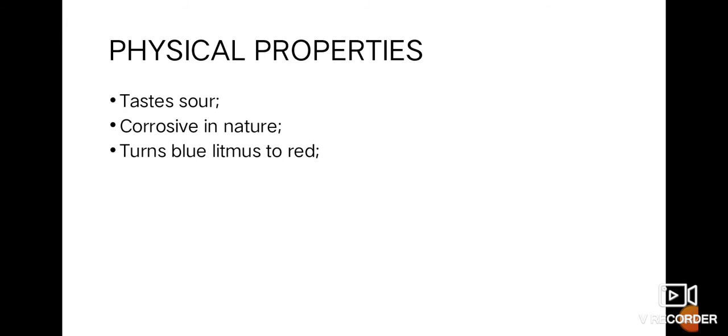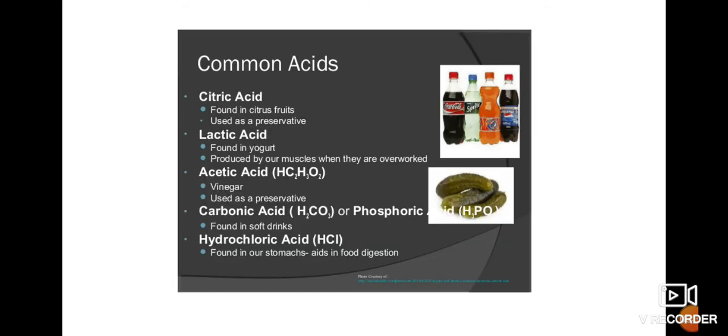Now the basic physical properties of an acid: they taste sour, they are corrosive in nature, and they will turn blue litmus to red. That's how we are actually able to identify them.